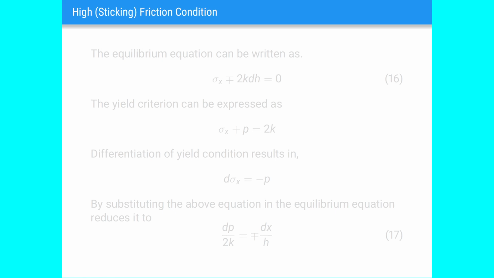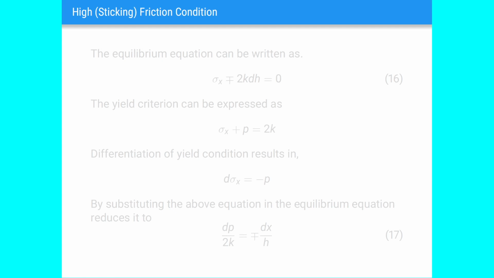So what will happen to the equilibrium in the case of high friction condition? In the case of high friction, there is a limit to the shear stress at the interface, which cannot exceed the yield stress of the material. So when friction is high, a sticking friction region may extend over the whole tool-work interface.